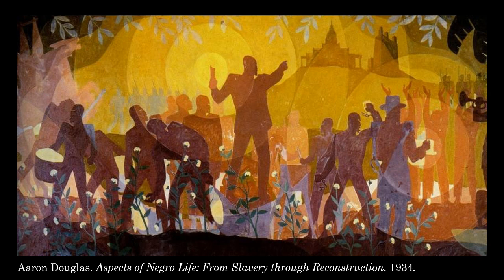The image you see here is from the Aspects of Negro Life mural series that was commissioned by the Public Works of Art Project to decorate the Harlem branch of the New York Public Library. In creating this work, Douglas was also responding to the ideas set forth by Alain Locke, who was the intellectual leader of the Harlem Renaissance. He proposed that Black artists should seek their artistic roots in the traditional arts of Africa.